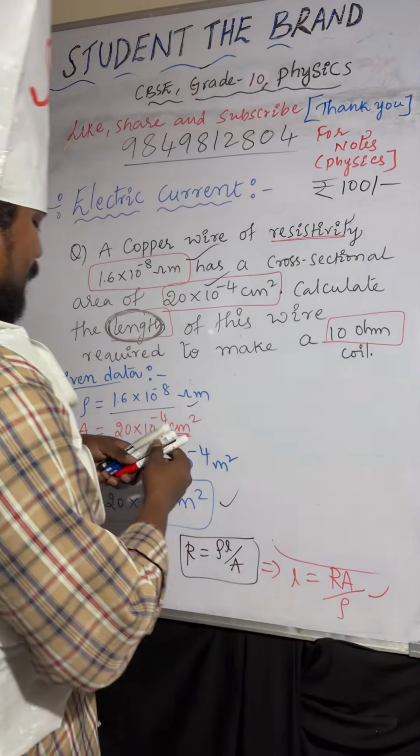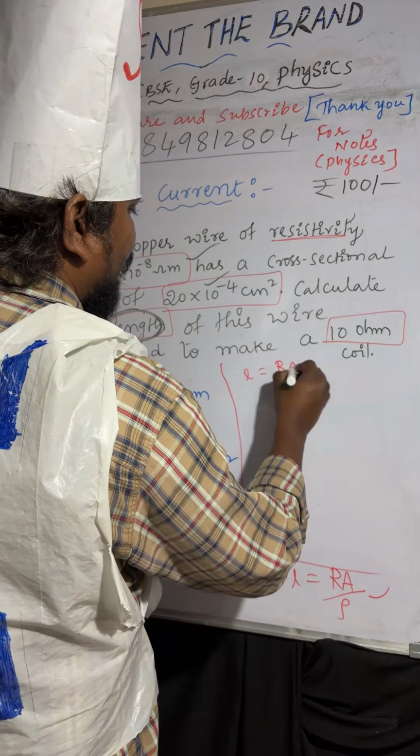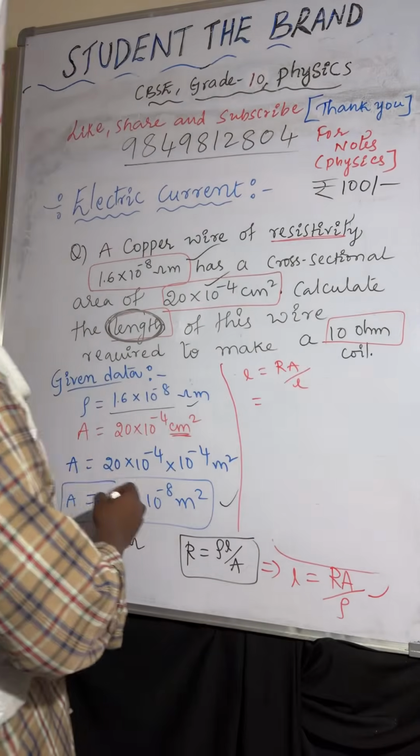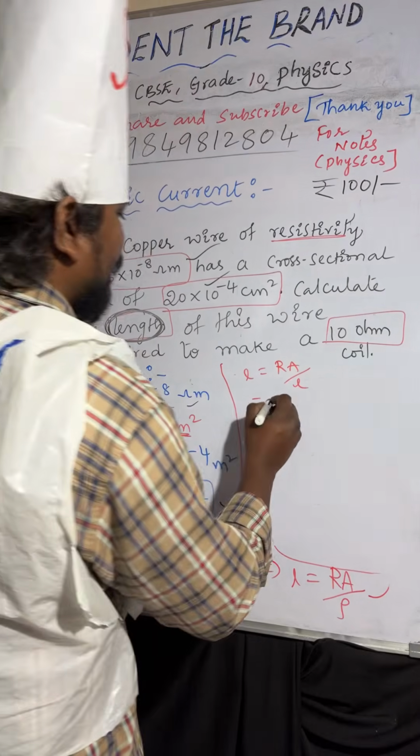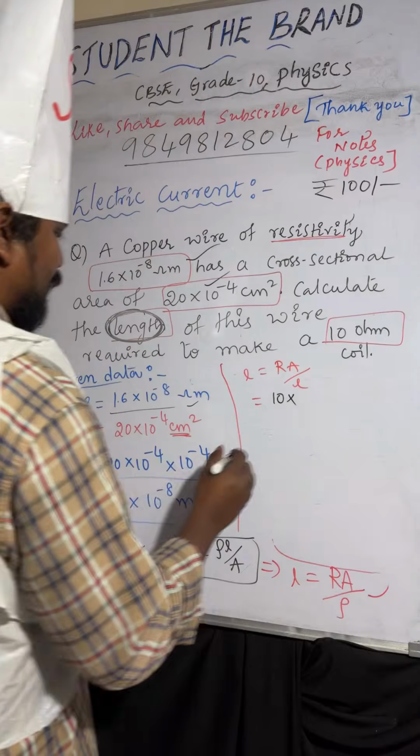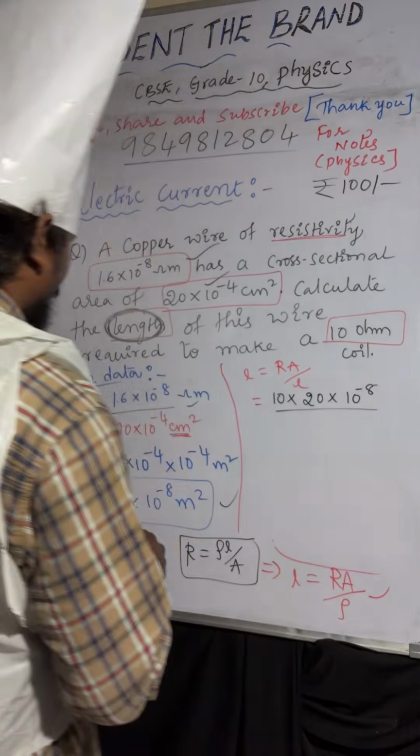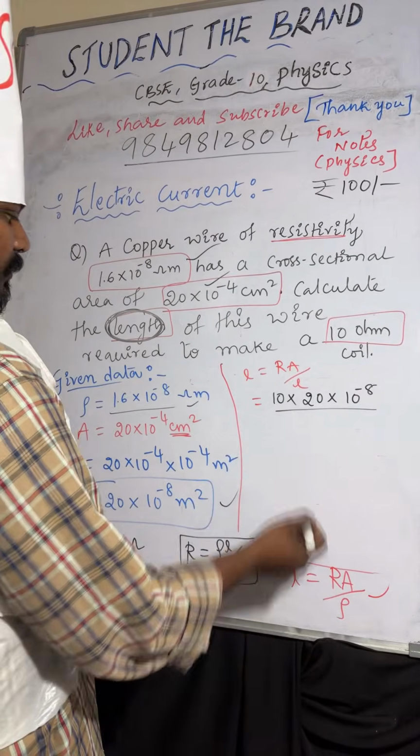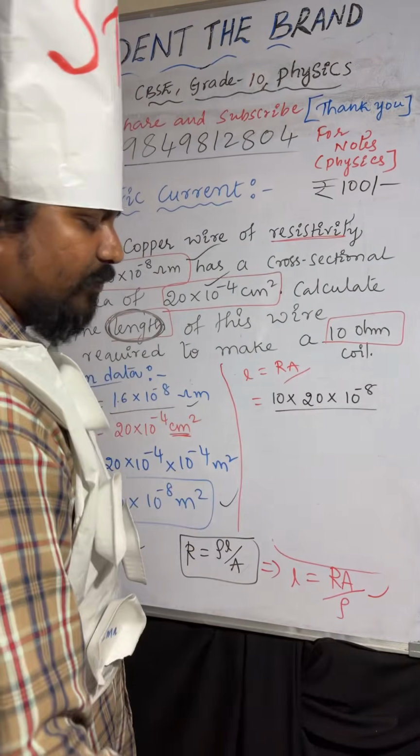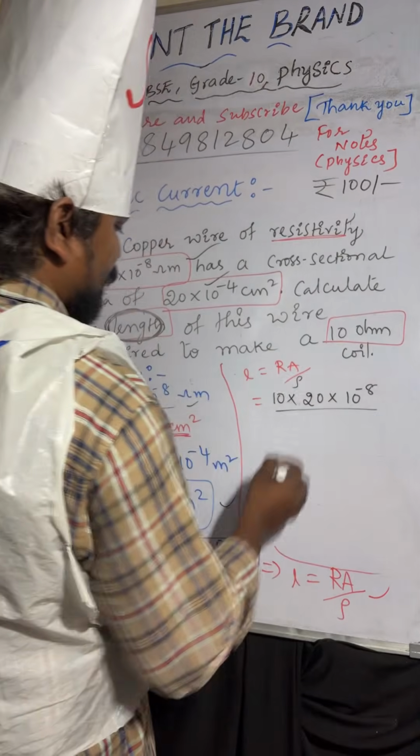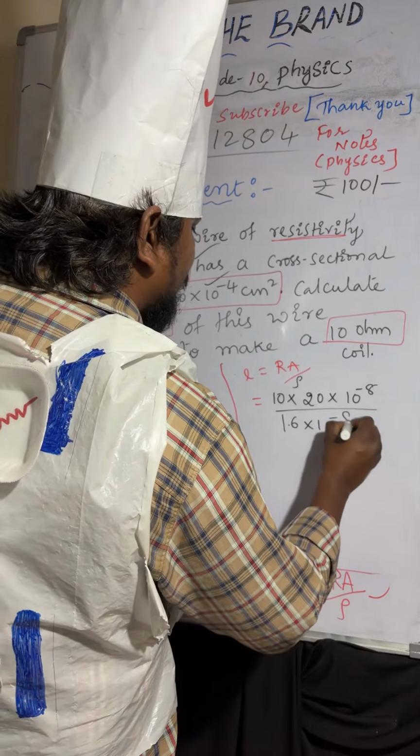Now see this formula, that is L equal to RA by rho. Now R equal to how much? R equal to 10. And area of the cross section how much? 20 into 10 power minus 8 by, sorry, this is rho, right? This is not L. Already we want to find out L only. Rho value how much? Rho equal to 1.6 into 10 power minus 8.